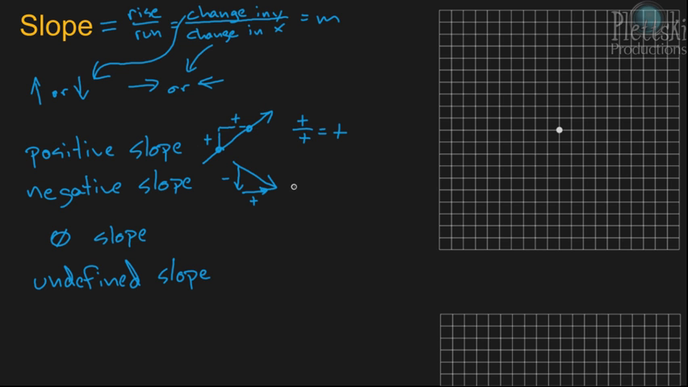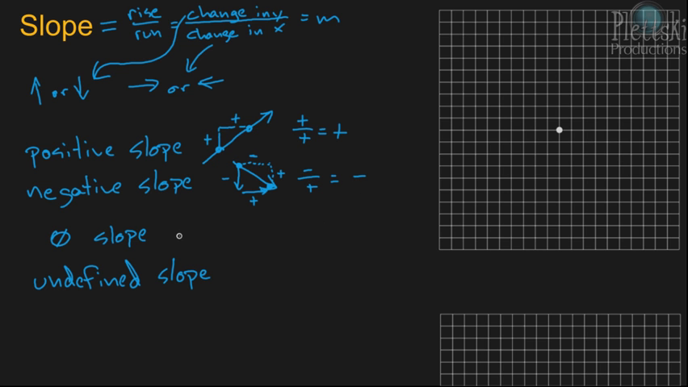And then for the negative slope, you have a negative over a positive, which will give you a negative. And that's assuming you start at a point on the left and you go to the right. If you do it the other way, then you'll have a positive y and a negative x, and you'll still get a negative slope.